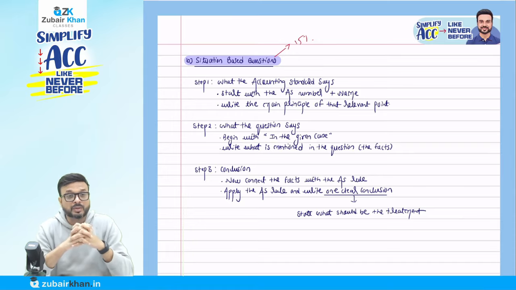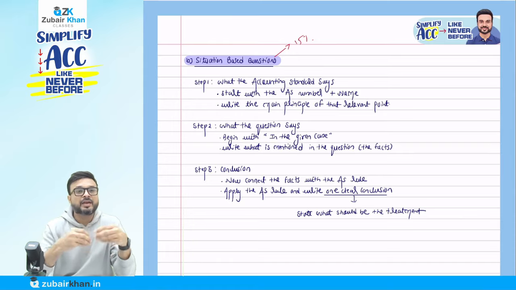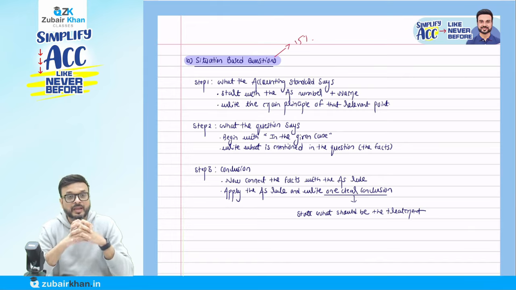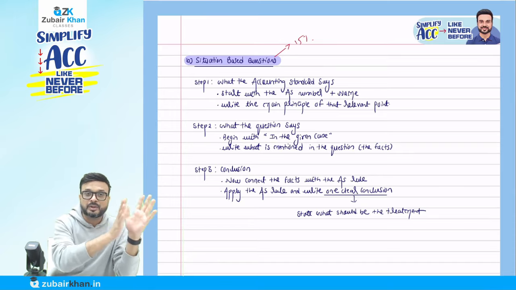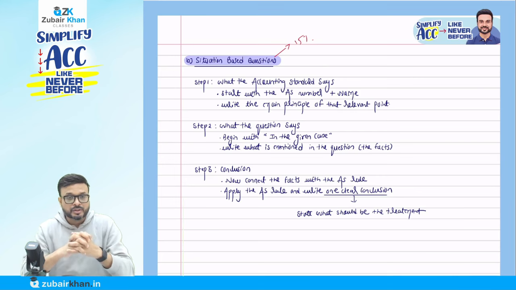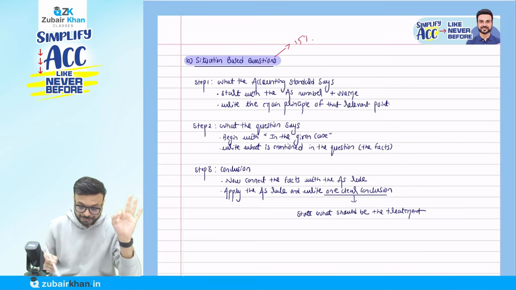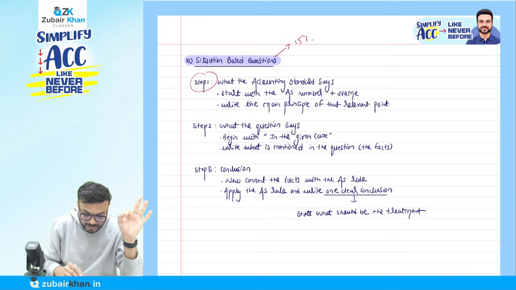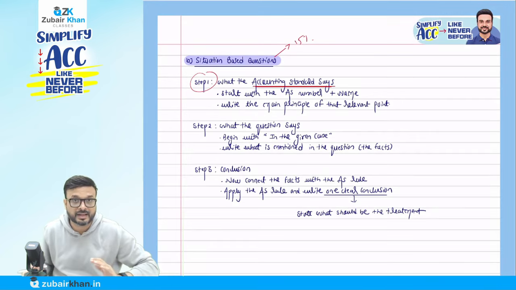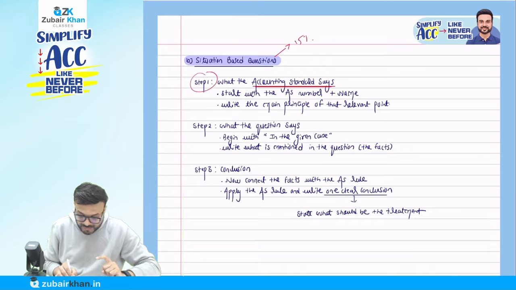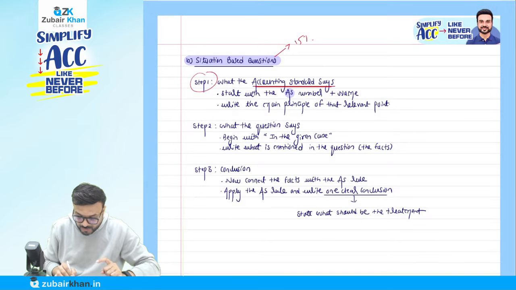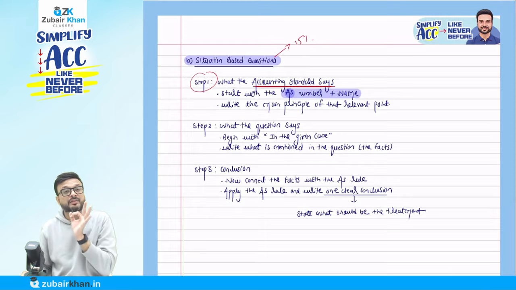But I'm talking about questions other than MCQs, where they give you some situation and tell you what to do in that situation, or whether the treatment done by that particular entity is correct or incorrect. So remember the 3 steps you have to follow. In the first step, write down what the accounting standard says. Start with the accounting standard number and name. Always give the number and name.